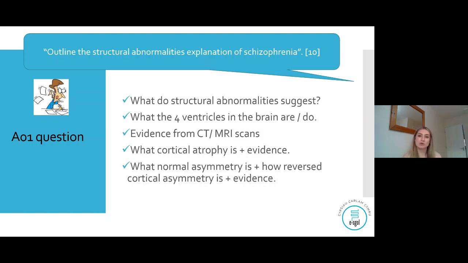So we're going to look at this AO1 question. It's normally one of the first questions that will come up on the exam for behaviour, and then it normally is followed by an evaluation question. The 5 bullet points that I have written here are just some tips really on what I think should be included in an answer to get 10 marks. So starting off, I would ask yourself, well, what do structural abnormalities suggest? Okay, what are they? What's their impact? Talk about that background evidence.